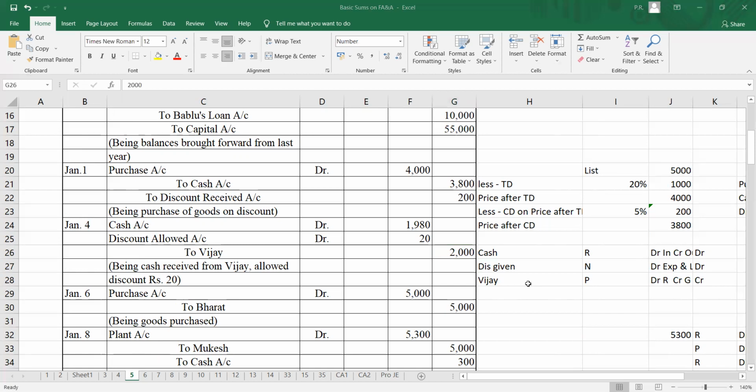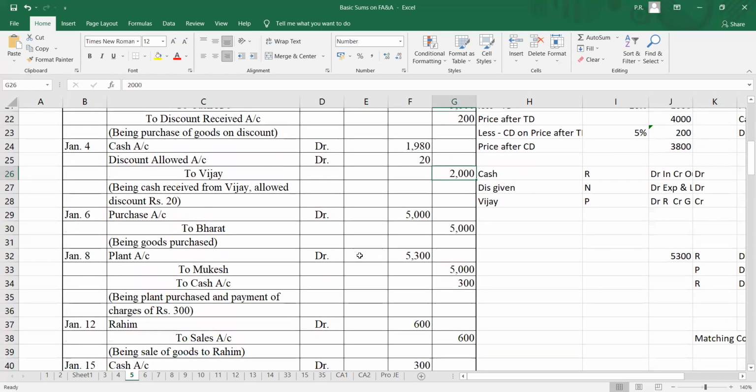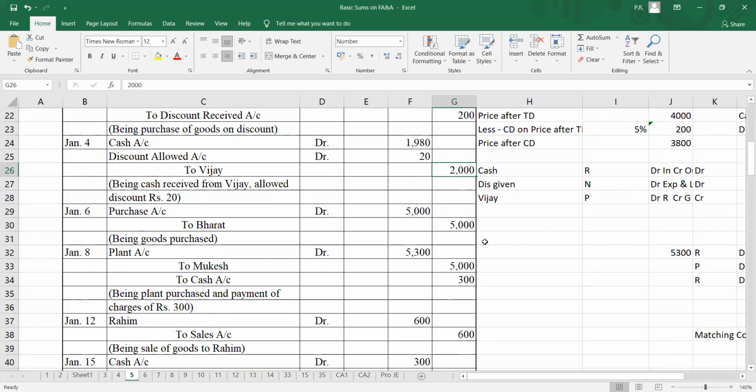Then comes the transaction of Jan 6, which says purchase goods from Bharat at rupees 5000. So over here nothing is given, whether we have paid him or not. So we are assuming that we have not paid him. Again over here, which all accounts are impacted? Purchase account is impacted and Bharat account is impacted. Purchase account is which account? Is it a real account or a nominal account? Bharat is a personal account.